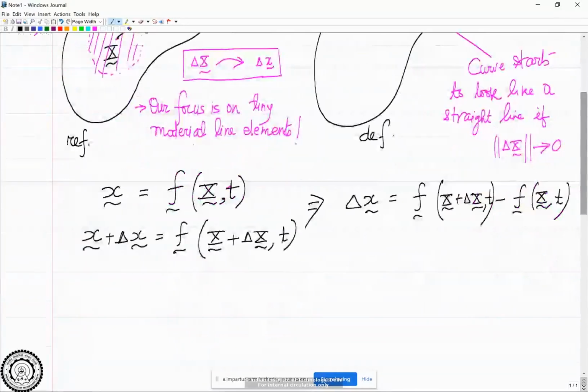Okay, now what could be the next step here? Now, as we know that delta capital X is really close to 0, why don't I do the Taylor's expansion? So let us do its Taylor series expansion.